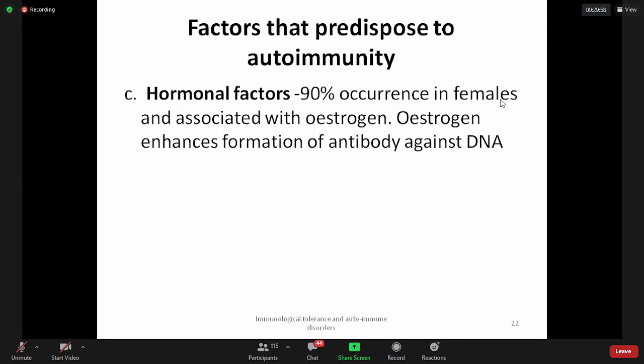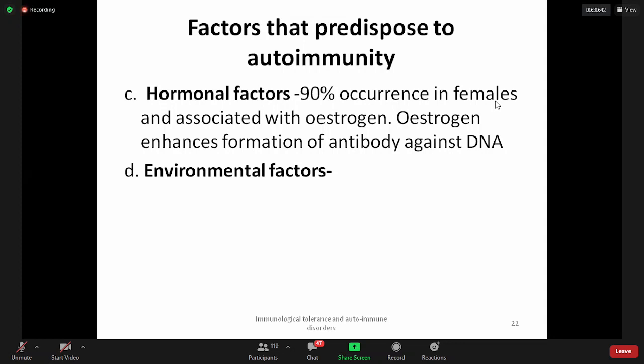Another very important factor is the hormones. 90% of these autoimmune conditions occur in females. The reason being that they are usually associated with the presence of estrogen, because estrogen enhances formation of antibodies against DNA. As people become older, some of these conditions improve, although some of them actually worsen as we become older. But by and large, as estrogen levels reduce, some of these autoimmune conditions improve.